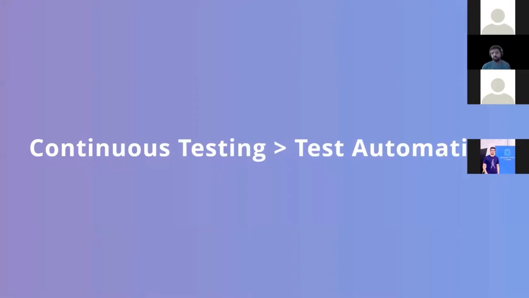Continuous testing is achieved through test automation, but that's not the only thing. There are so many other aspects to continuous testing. By approaching our quality assurance through a continuous testing mindset, we achieve far, far better quality standards. And that is what we ultimately want.